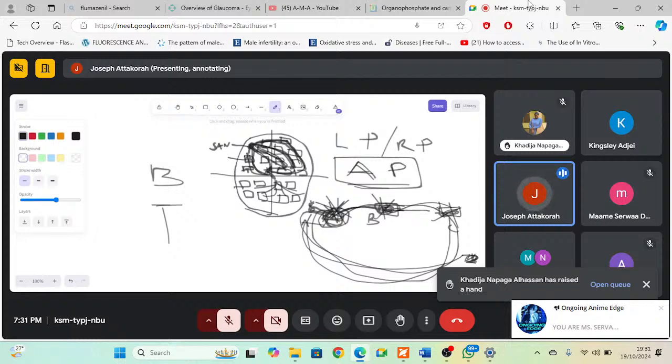So I say that the sinoatrial node is releasing these impulses, and these impulses will be traveling through the myocytes. Some will go in different directions. At the end of the day, they will all converge at what? At the AV node.